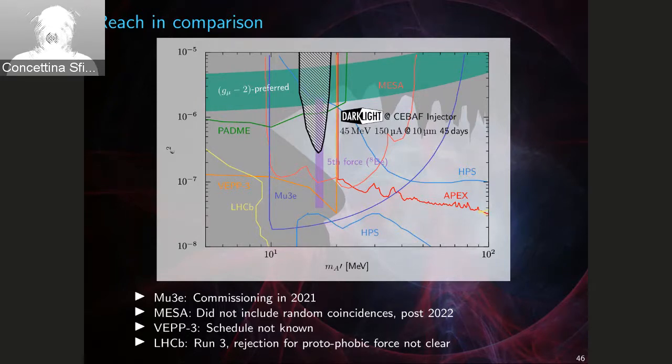I have just one question, because most of the questions you have answered per email. If I look at this plot which you are showing there, this PADME line which you have there, is it the final PADME? Is it the first running? Because actually they cover already the part where you have the g-2 band, and they are already taking data. So I'm actually not quite sure about that.